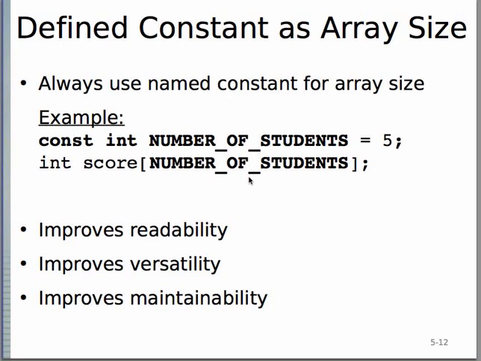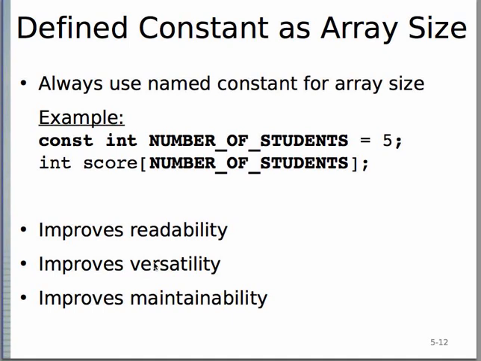I can't stress this often enough: you should always use consts for array sizes and make them as descriptive as possible. These are good examples. This is setting up an array of size 5 but not putting the 5 as a magic number right into the array declaration. Instead, you set up a const int with a descriptive name, number of students equals 5, and then you set up the array. This is much better, improves readability.